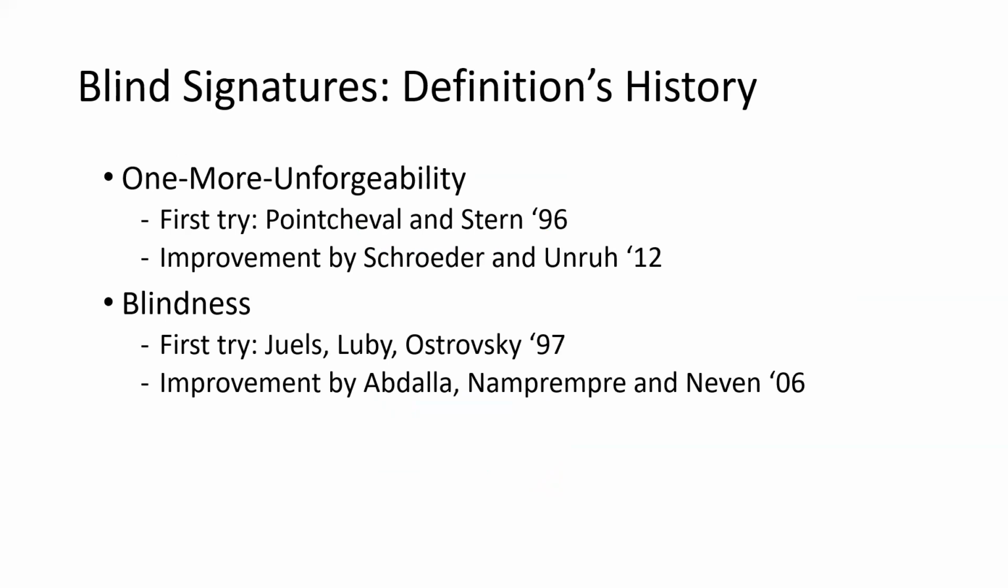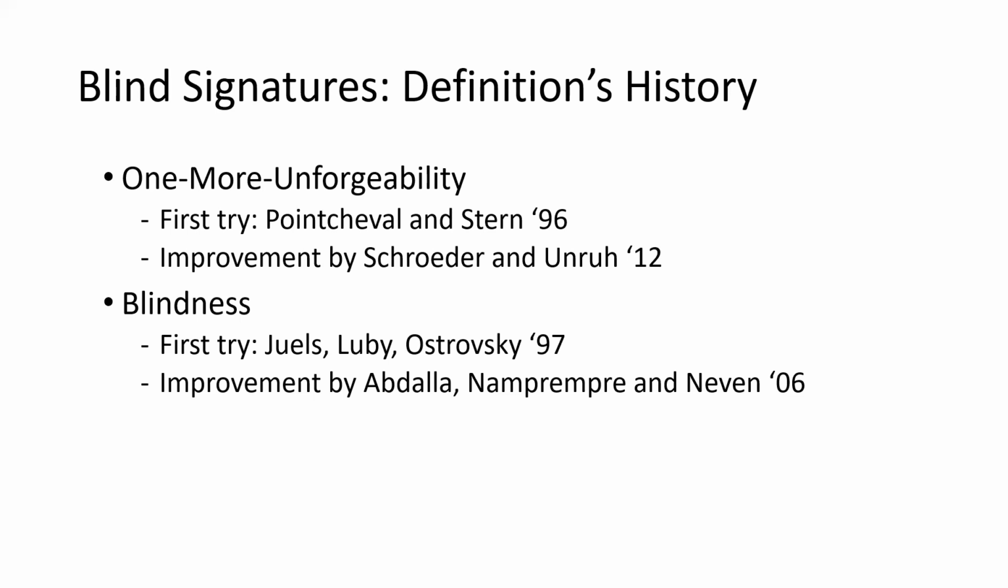Okay, so I just gave you these definitions. These definitions are actually standard, and it took the community many years to settle on these definitions being correct. And it is kind of important. The one more unforgeability definition, the original version, was given in '96 by Pointcheval and Stern, and then this strong unforgeability, and the reason it's preferable, was not given until 2012. And for blindness, the first try was in '97 by Juels, Luby and Ostrovsky, and then the improved definition is to account for the fact that the public key might be chosen maliciously by the signer, and you still want blindness to hold.